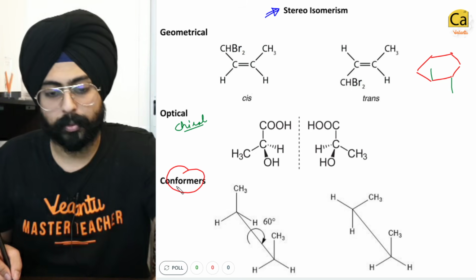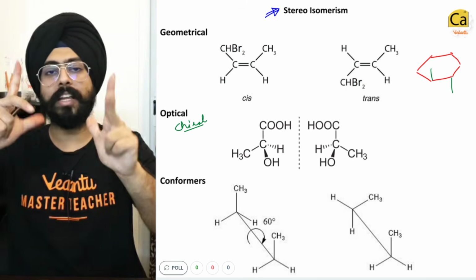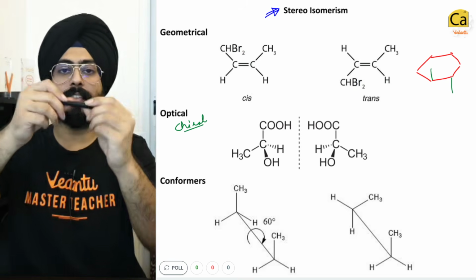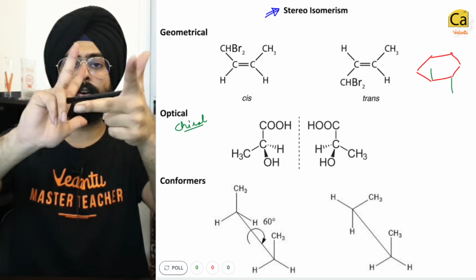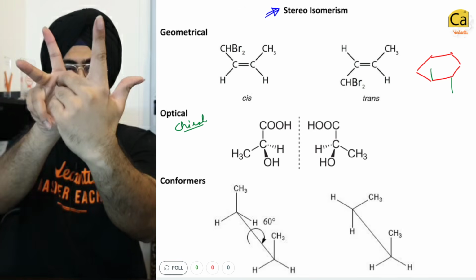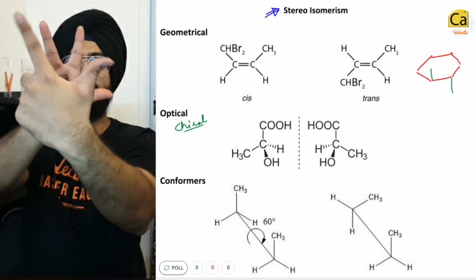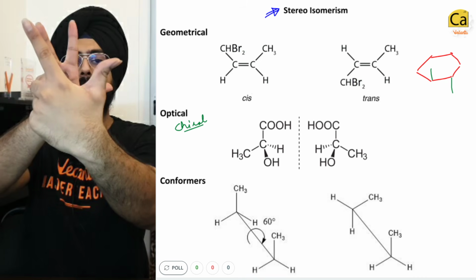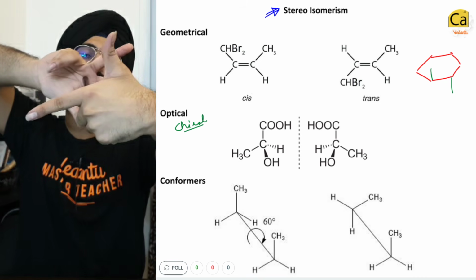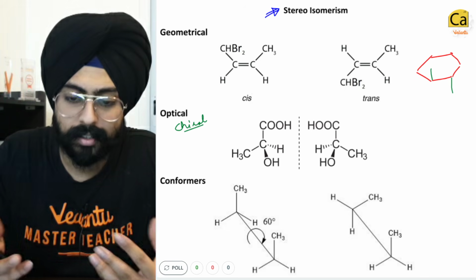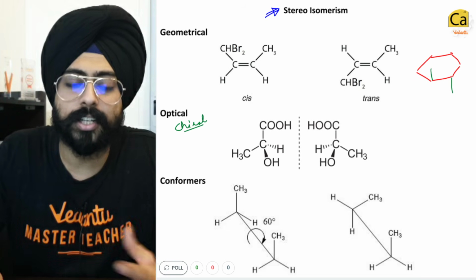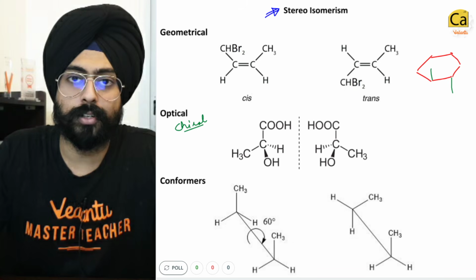Then you have conformers. Conformers exist because of free rotation across the sigma bond. So if this is the sigma bond, my pen, this is one of the groups, this is the other group. Because of free rotation, you can have multiple orientations. My thumb is overlapping with the thumb. My thumb is at an angle with the thumb. My thumb is totally opposite of my thumb. These different orientations in which these structures can exist are known as conformations.